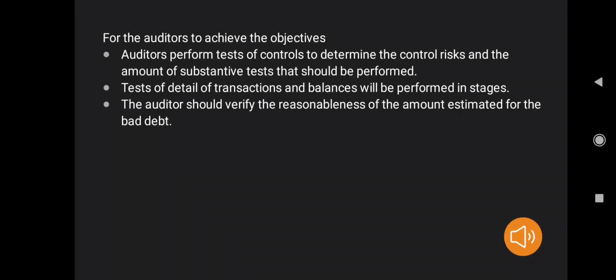So for the auditors to achieve the objectives, first, the auditors should perform tests of controls to determine the control risk and the amount of substantive tests that should be performed. Tests of details of transactions and balances will be performed in stages, and the auditor should verify the reasonableness of the amount estimated for the bad debt.